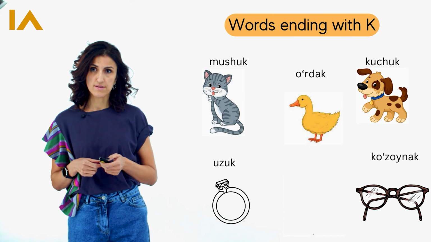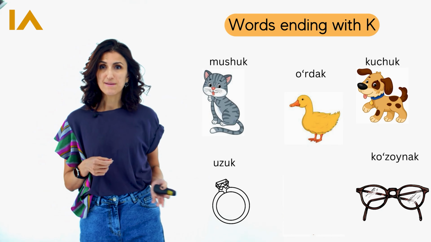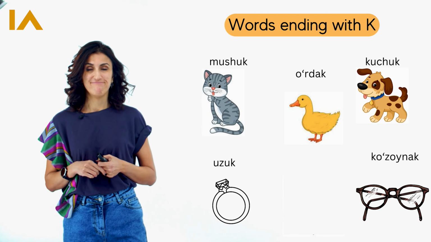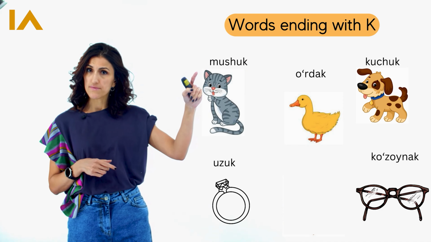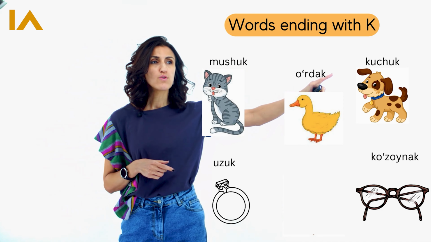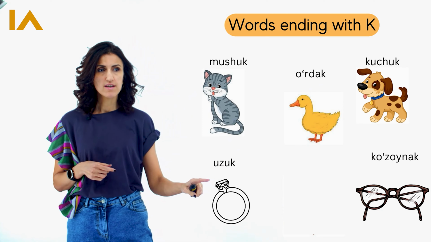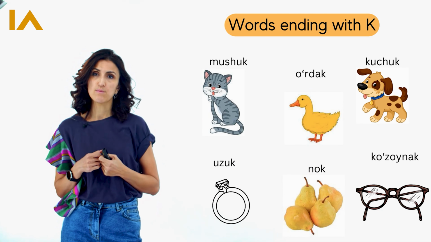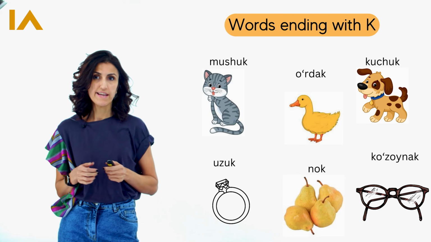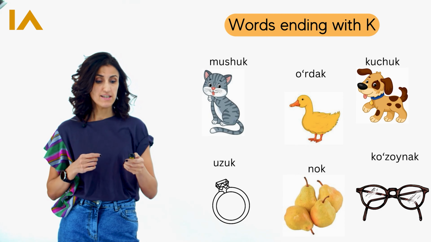Look at these words today because they all have something in common. They end with the k sound. Mushuk, urdak, küçük, uzuk, kozaynak. They all end with the k sound. Why does it matter? Here's why.